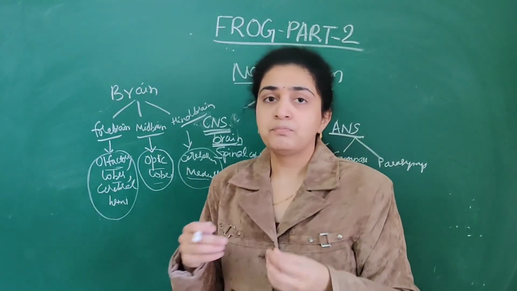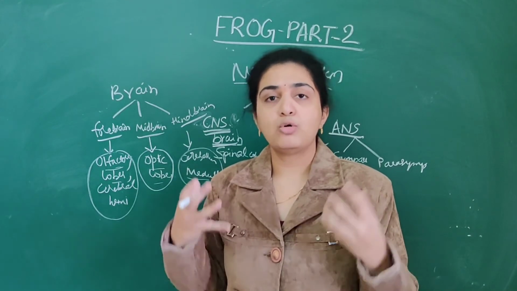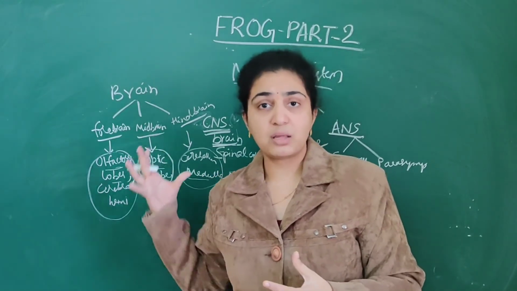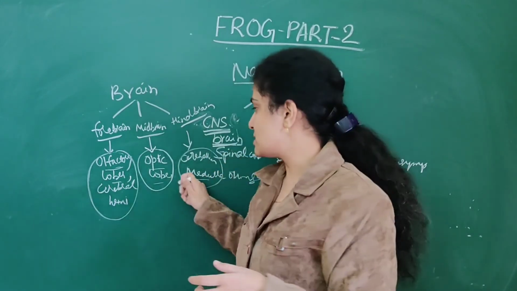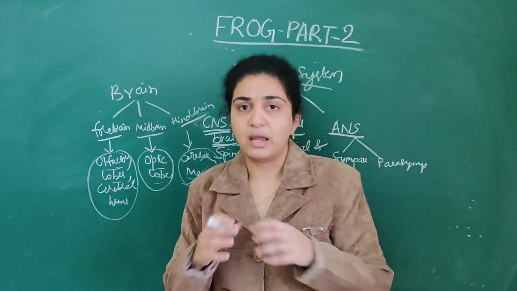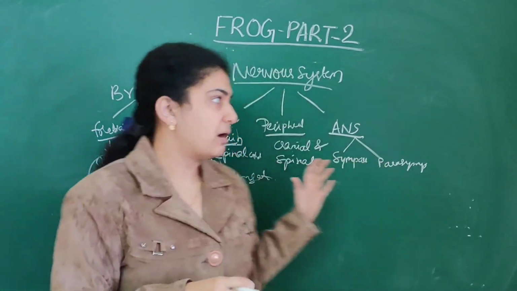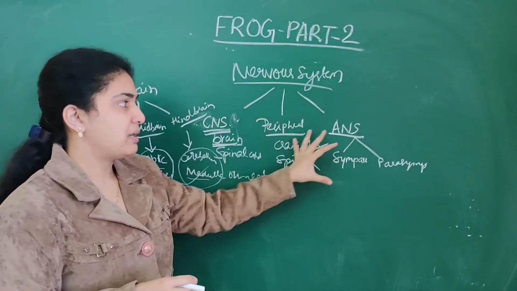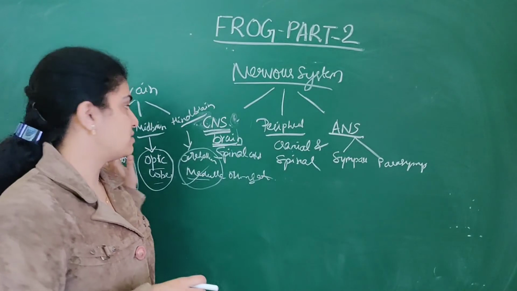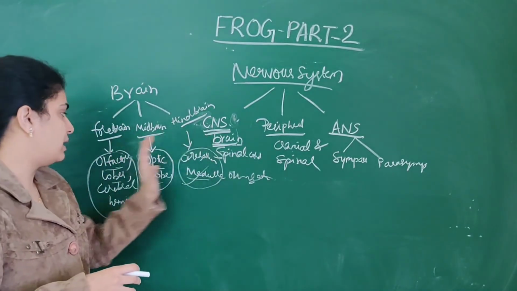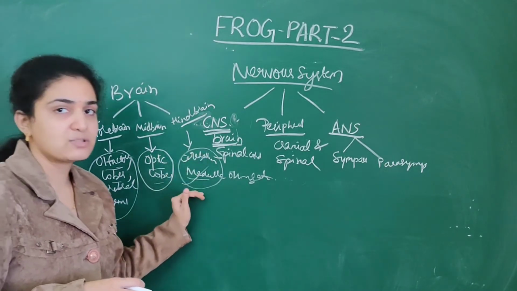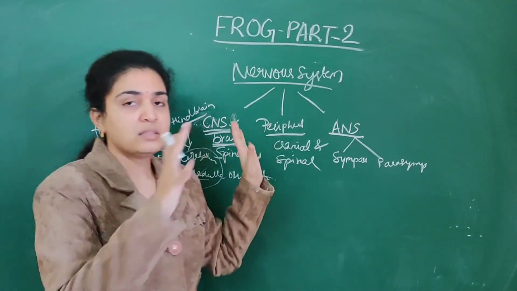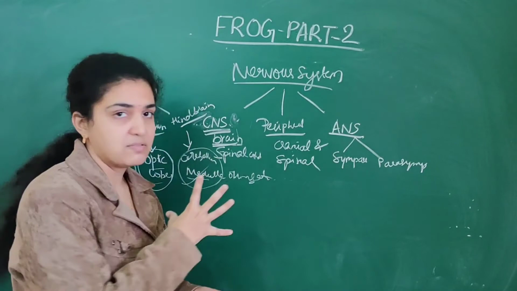Through the medulla oblongata only the spinal cord passes. For them also spinal cord is present. The spinal cord passes through the medulla oblongata opening. This is about the nervous system. Central, peripheral, autonomic, brain, it is divided into forebrain, midbrain, hindbrain, olfactory lobes, cerebral hemispheres, optic lobes, cerebellum as well as medulla oblongata. This is about the nervous system.